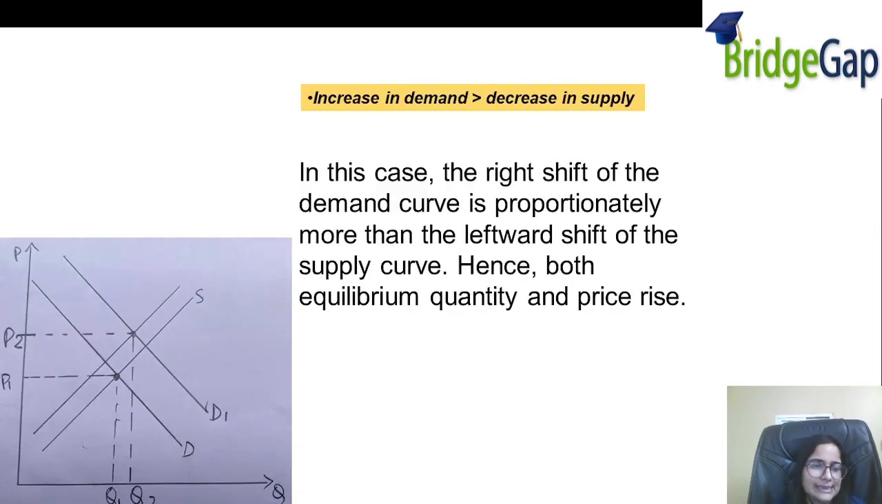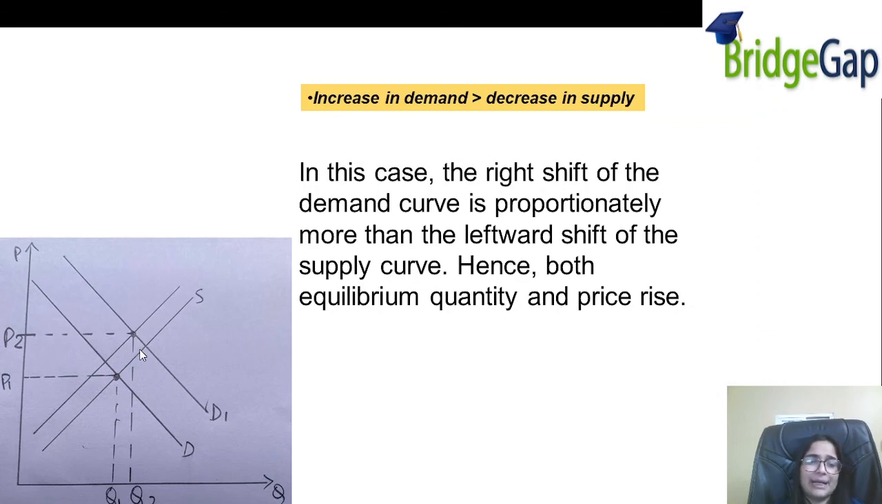Now, this is the second situation for the same, when there is an increase in demand which is greater than the decrease in supply. So, our demand curve D shifts in a larger proportion to D1 as compared to our supply curve S shifting to S1. So, the proportion of shift of the demand curve, the increase in demand, is greater than the decrease in supply.